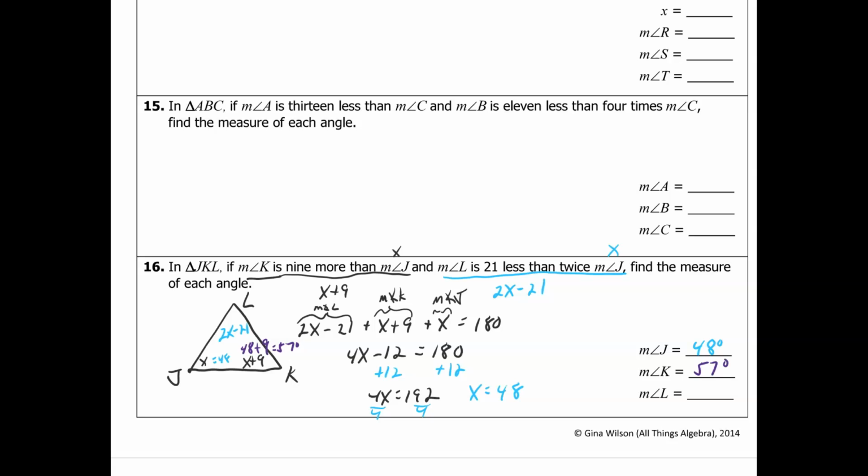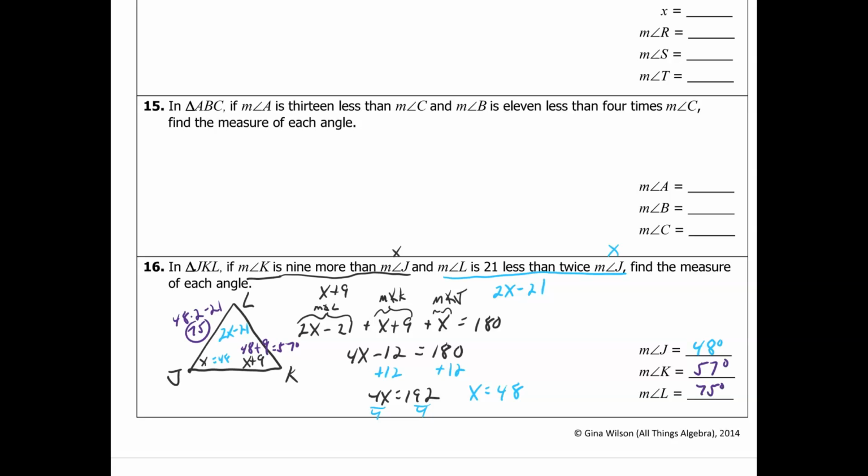And then 48 times 2 minus 21, that's 96 minus 21. And sometimes I use a calculator even if I don't need one. I know you guys do that. But it's 75. We want to avoid that as much as possible. But that is 75 degrees.